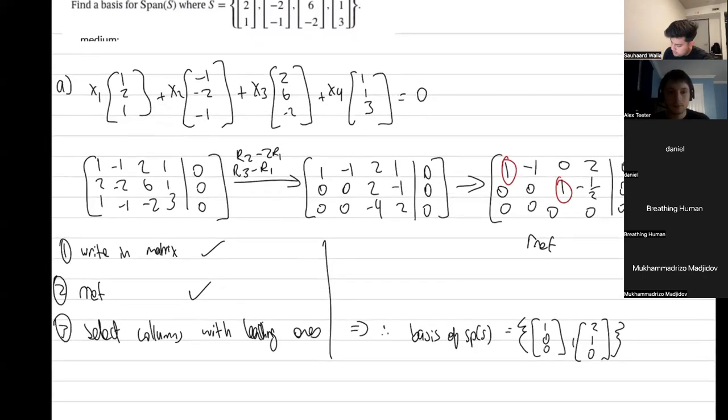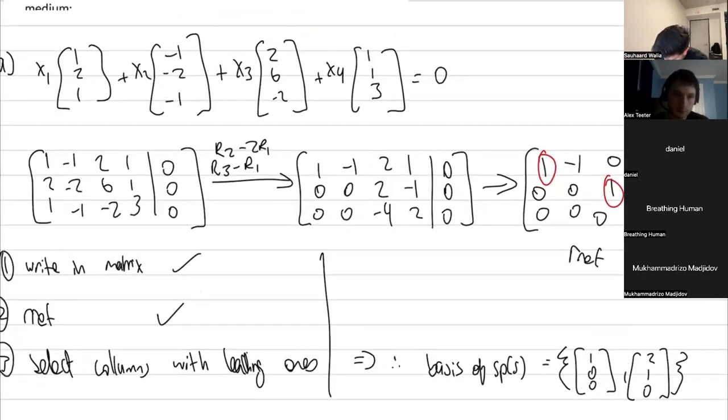Now, can anyone tell me what the basis vectors are? Are we done? You didn't write them down? Sorry about that. So R2 minus, no, sorry. So we're gonna do two things, R3 minus 2R2, and we're gonna do R2 divided by 2.